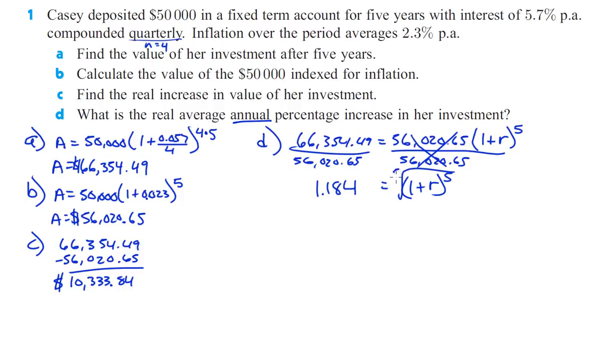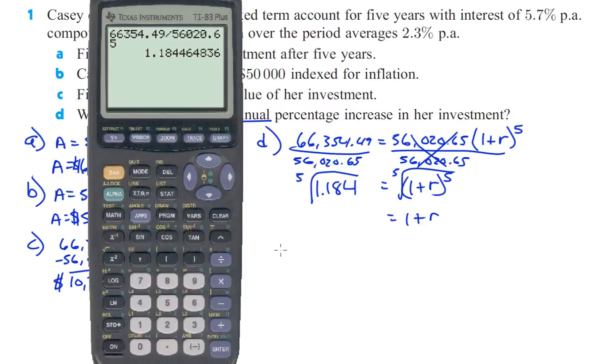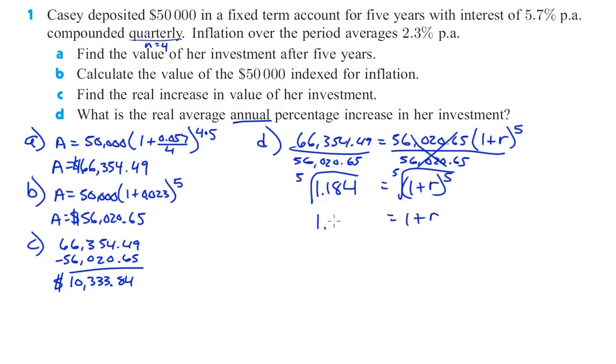So we've got to take the 5th root of both sides. We get 1 plus R equals the 5th root of our answer, which gives us 1.0344.